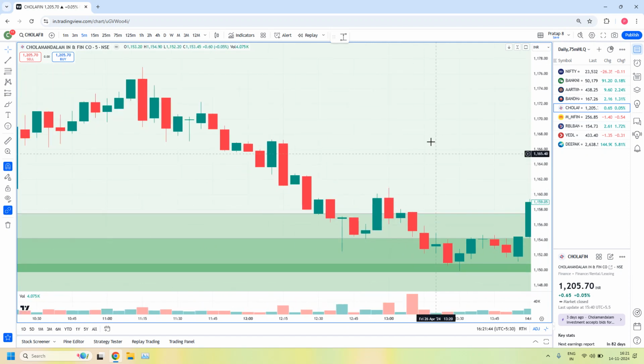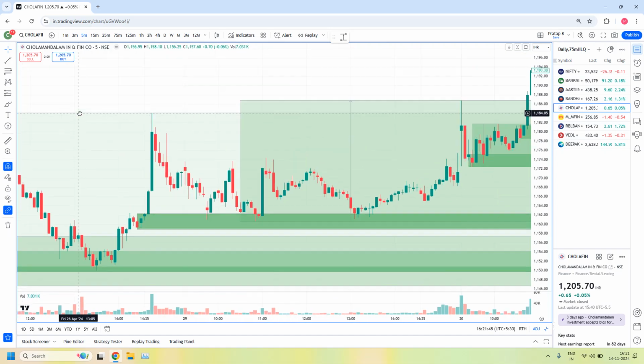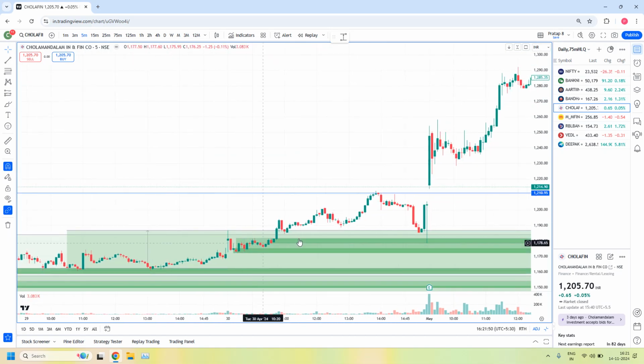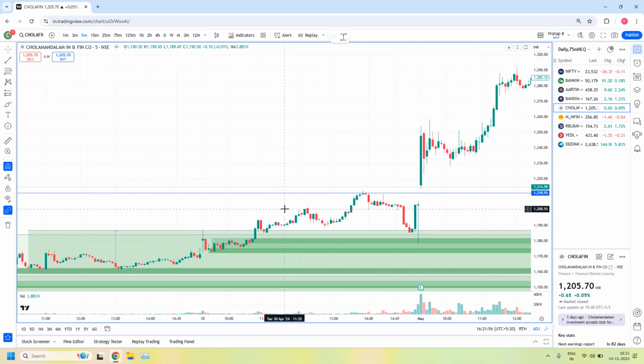Because it went deep inside, next time it might be violated. But why is this 5-minute zone, where prices went deep inside, not violated? This is the question you have to ask. And another question: why do we need to consider this zone? What is that important point we are going to learn? That is also important.